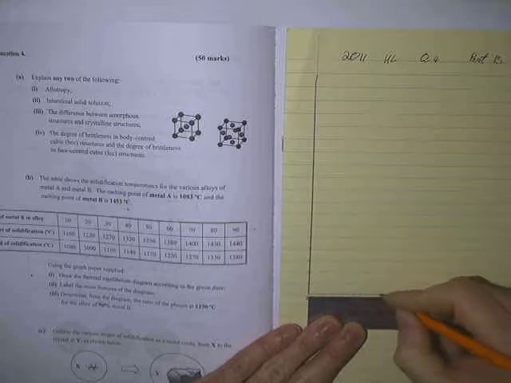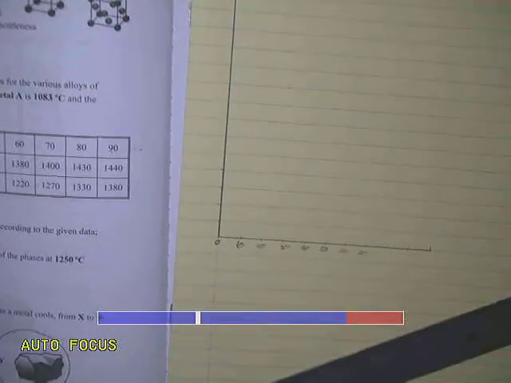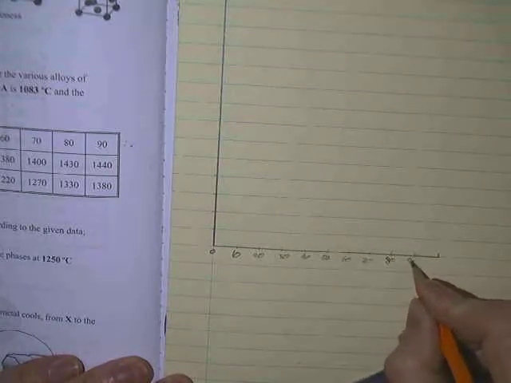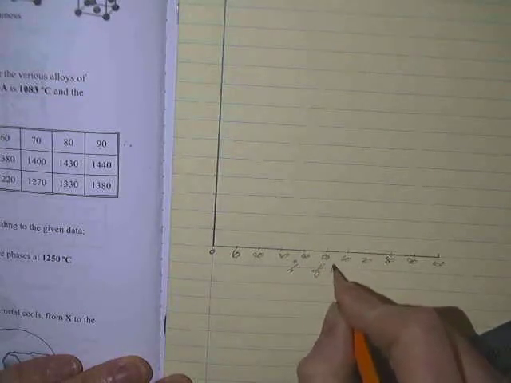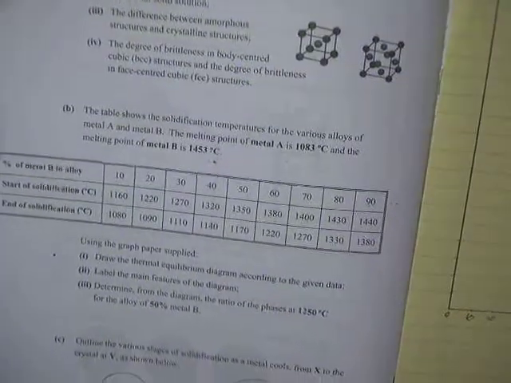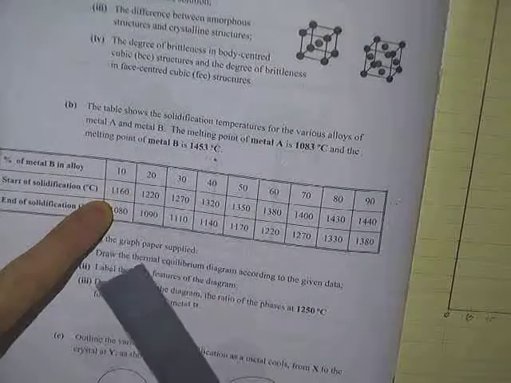and then 10, 20, 30, 40, 50, 60, 70, 80, 90, 100. So that is percentage of B. That's my composition.